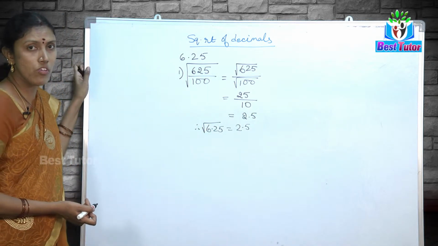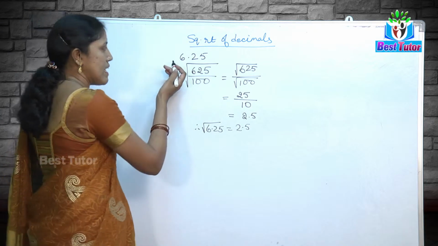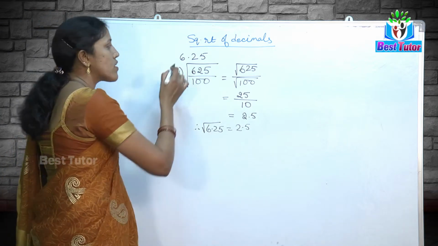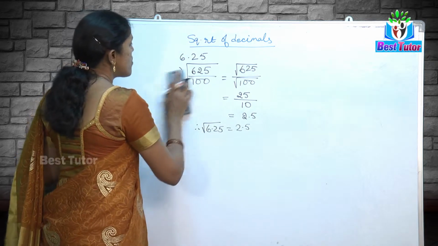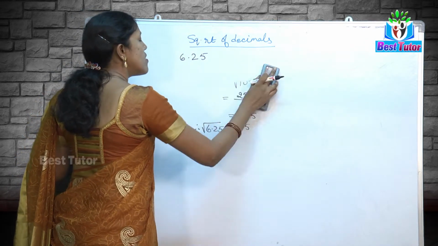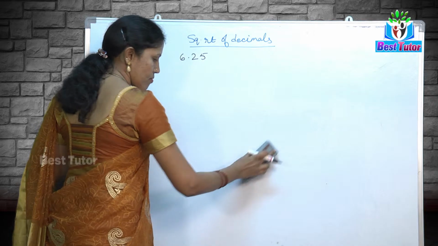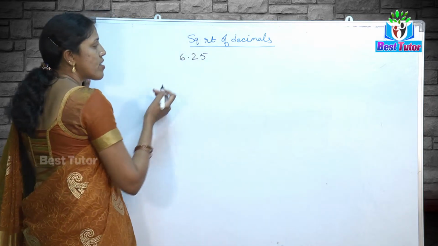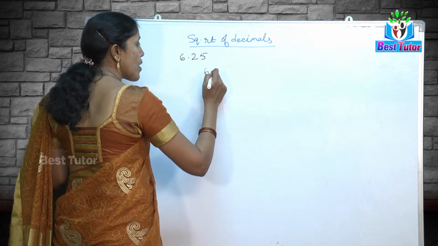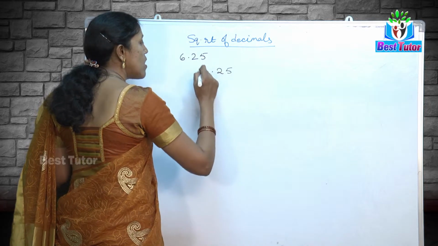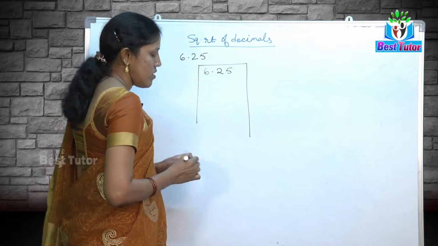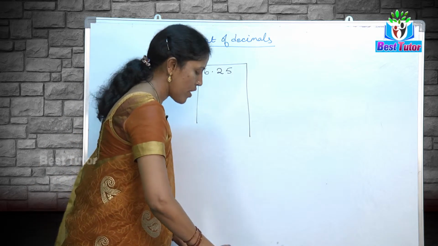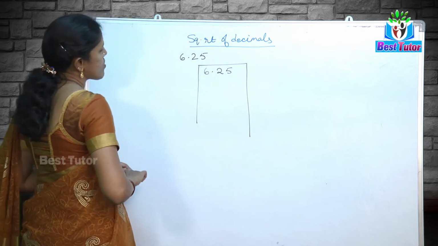So, this is the procedure to find out the square root of the given decimal number when I am assured that the given decimal number is a perfect square. Now, let us move on to the other procedure with the same example. Though I know it is a perfect square, let me find out the square root of this number by long division method. Right? How do I find out the square root of this given number by long division method?